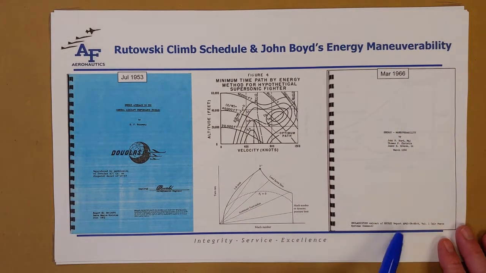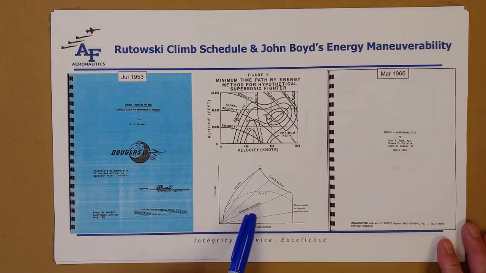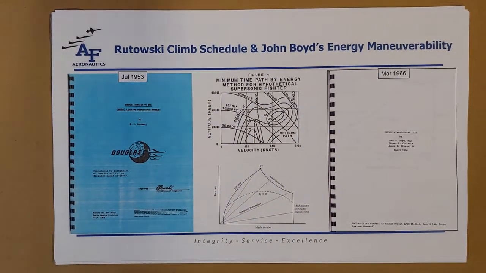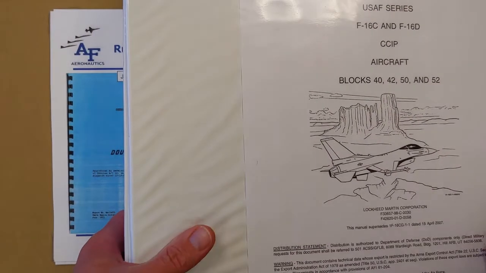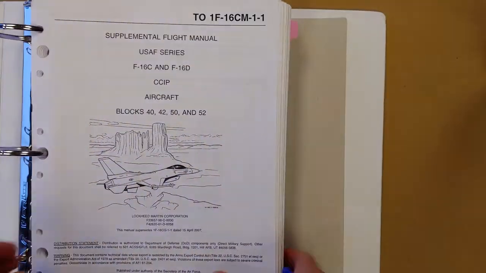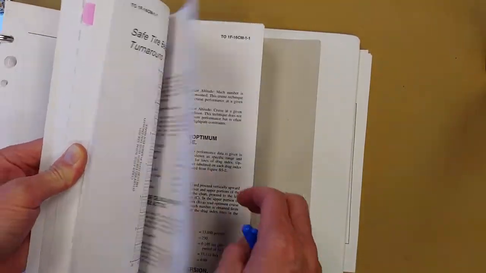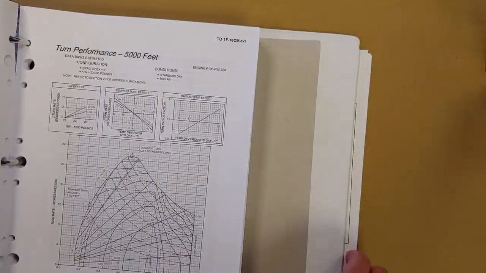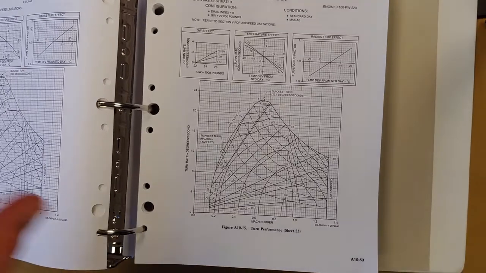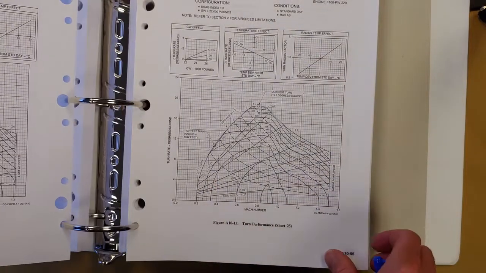This is John Boyd. This is a copy of John Boyd's report. This was originally classified. It has since been declassified, and he introduced the concept of energy maneuverability. This is my F-16-1-1. It is a thick book. There are thousands of pages in this, and you spend a lot of time as a fighter pilot looking at this. So here you have these energy maneuverability diagrams, what we are going to talk about next.